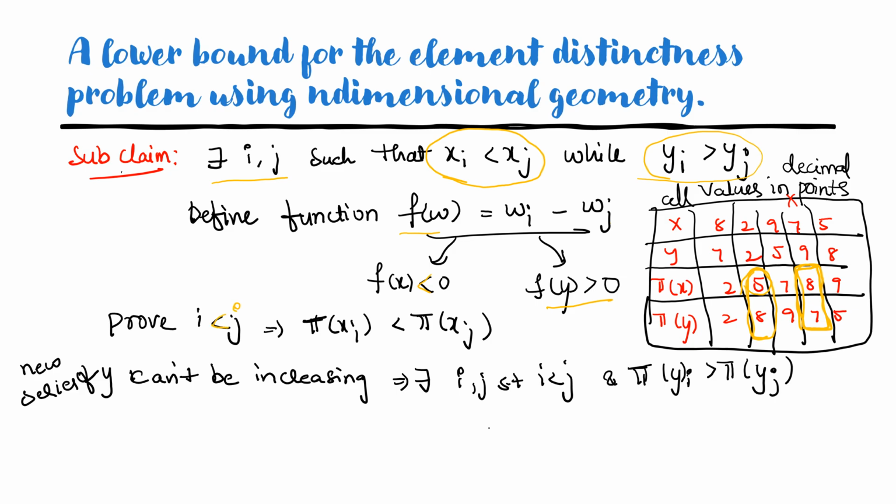So I'm going to prove, for i less than j, pi of x_i is less than pi of x_j. Instead of proving for this one, I'm proving for this one. What is pi of x_i and x_j? So here I'm defining this thing. All these values are in decimal points. I just simply wrote the values. This is the x values, the y values.